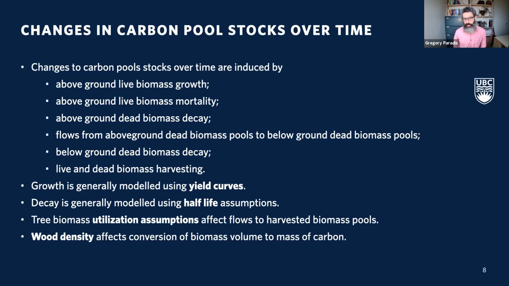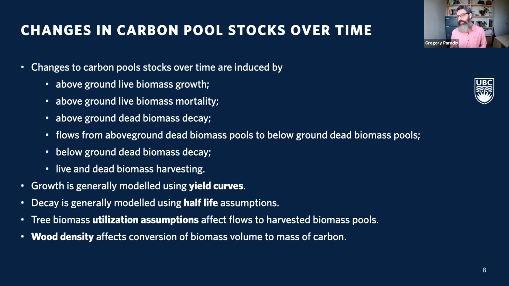Decay is generally modeled using half-life assumptions, and those are calibrated against field data to try and be as accurate as possible. Tree biomass utilization assumptions affect the flows of harvested biomass pools. What we're saying is when you harvest the trees, you never collect 100% of the merchantable timber that's in that tree. Sometimes there's a broken top, or there's an imperfection, or you cut the stump too high. So generally speaking, it's about 85% utilization in British Columbia, just to give you an example.